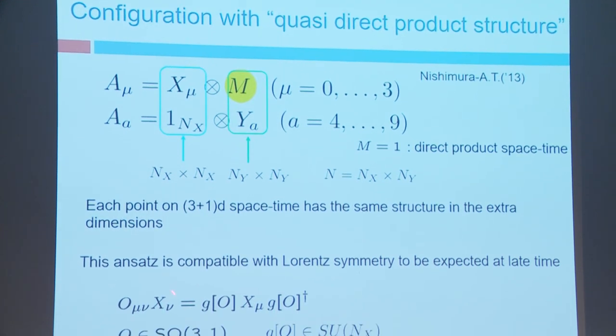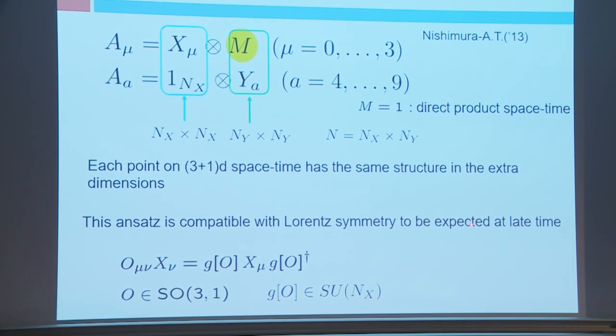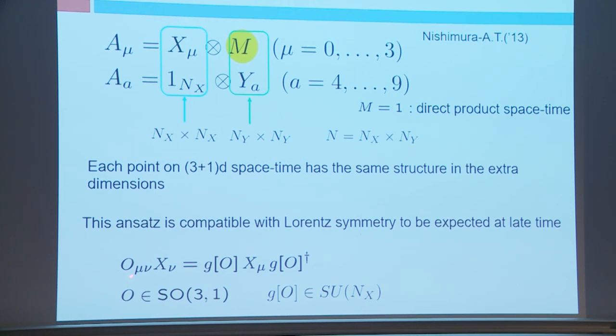This ansatz is compatible with the Lorentz symmetry expected at late times. Here O is an element of SO(3,1), and G is an element of SU(N_X). This configuration has this symmetry.